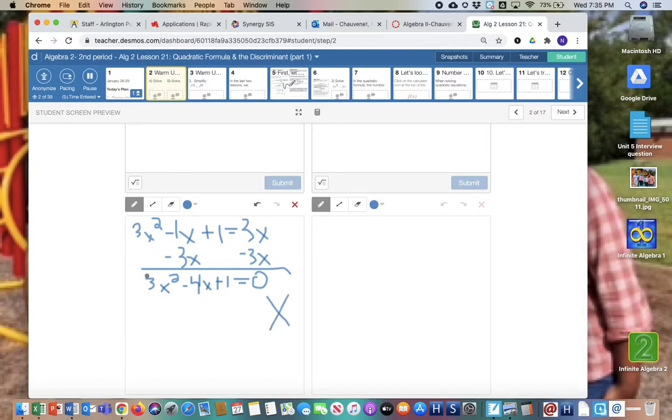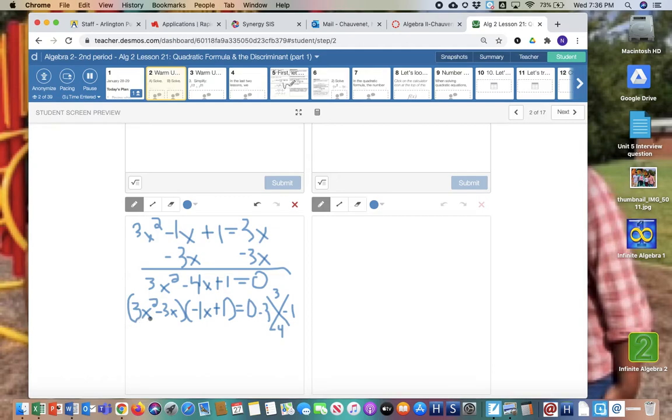Remember, when the coefficient is something other than 1, we multiply the a term times the c term. So 3 times 1 is 3. Then I have to find numbers that add to the middle term, which is negative 4. That would give me negative 3 and negative 1. Now we bring these down: 3x squared, then negative 3x, then the negative 1x, then the plus 1, all equal to 0.